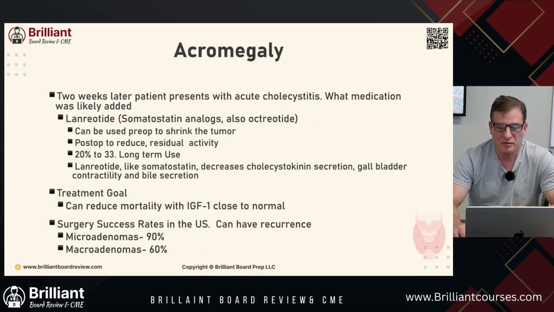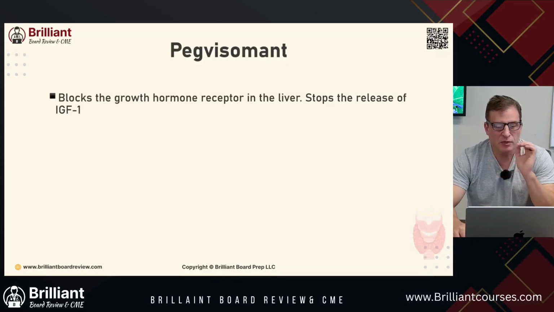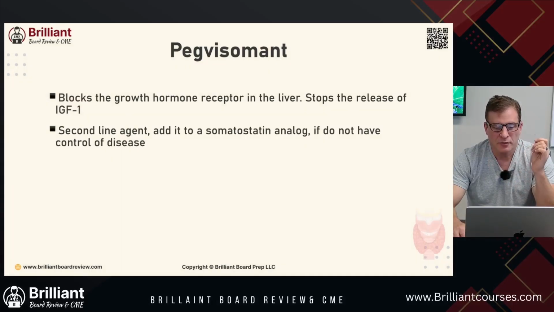Pegvisomant blocks the growth hormone receptor in the liver and stops the release of IGF-1. It is a second-line agent: add it to a somatostatin analog if you do not have control of the disease. Follow up with GH levels and IGF-1 levels.